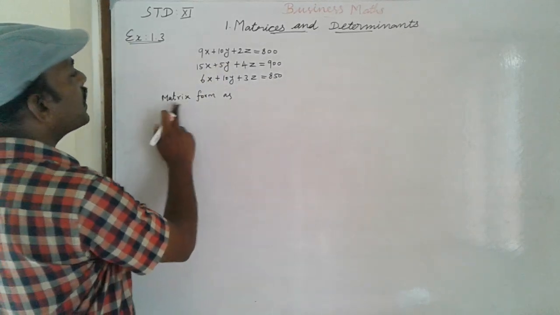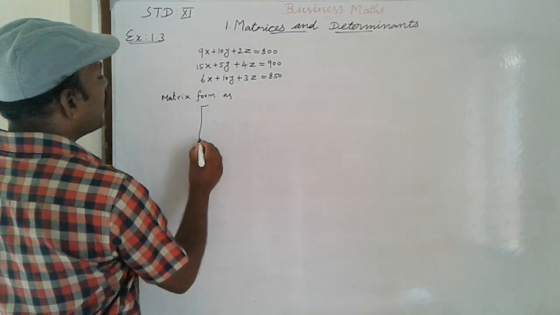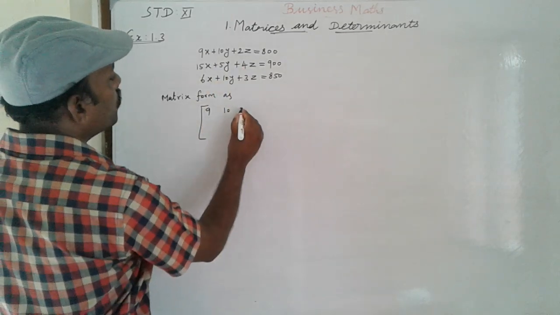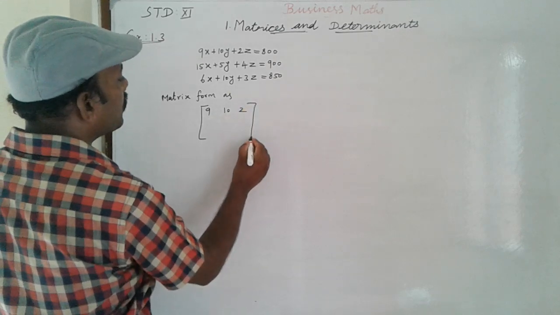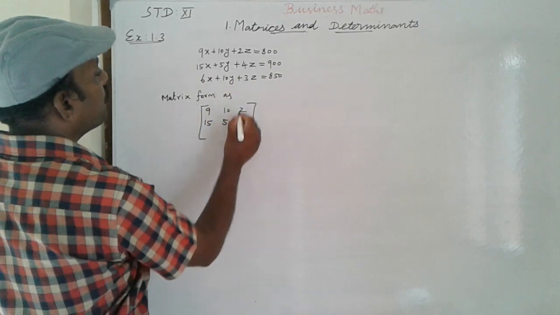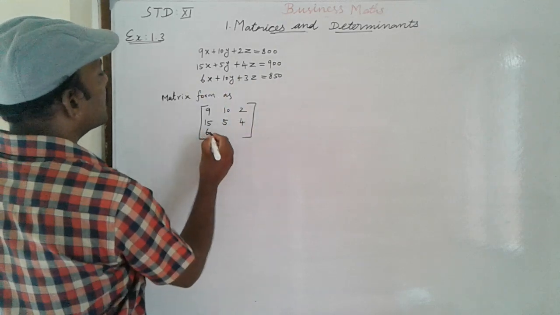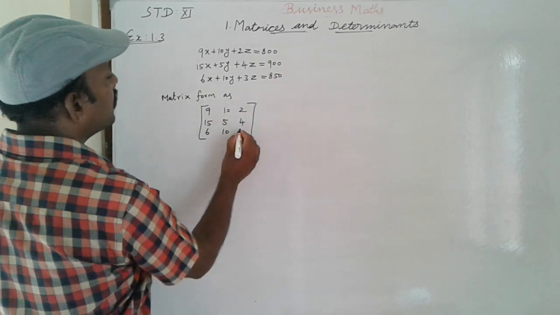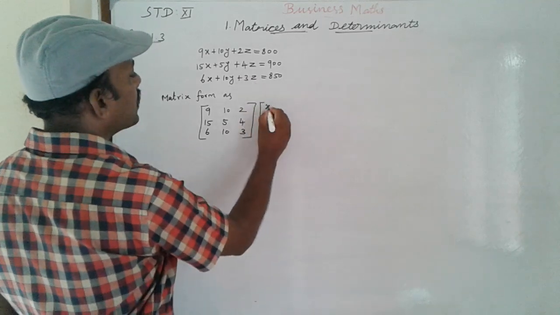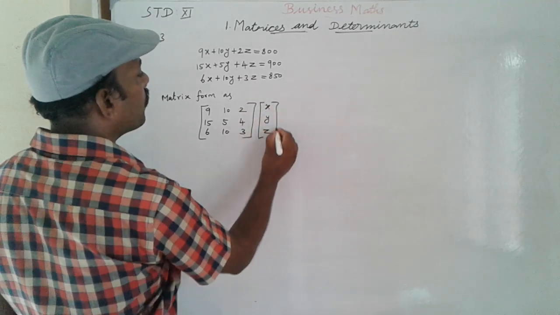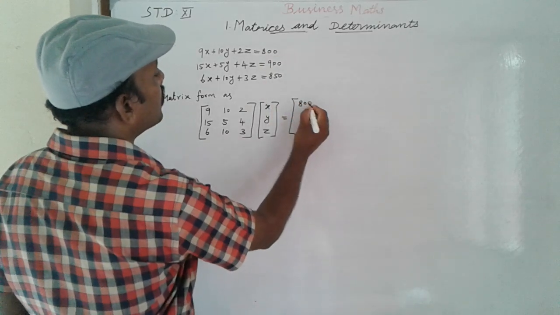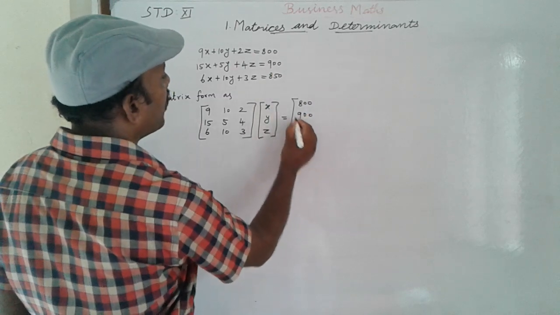Given the equations, we should write them in matrix form. The elements: first row 9, 10, 2. Next row is 15, 5, 4. Next row is 6, 10, 3, into x, y, z, equal to 800, 900, 850.